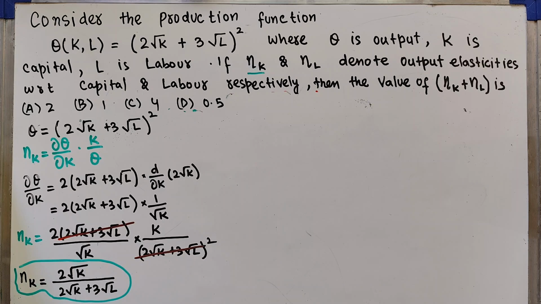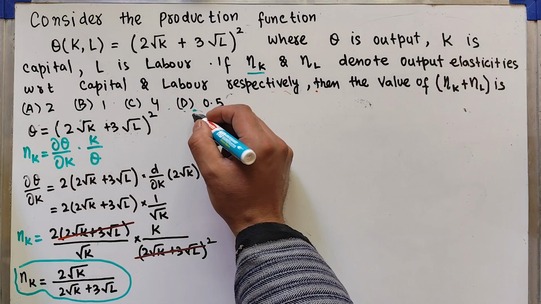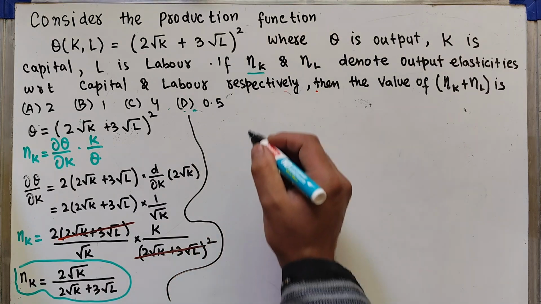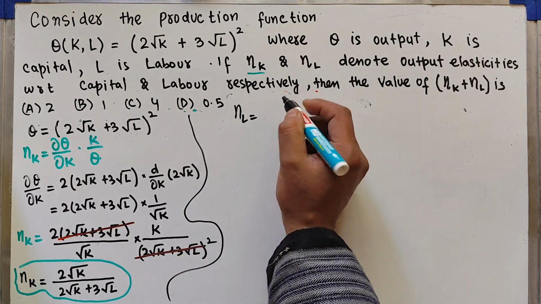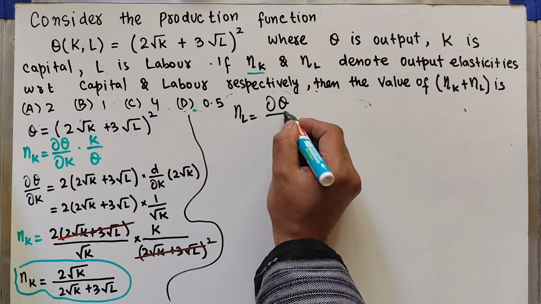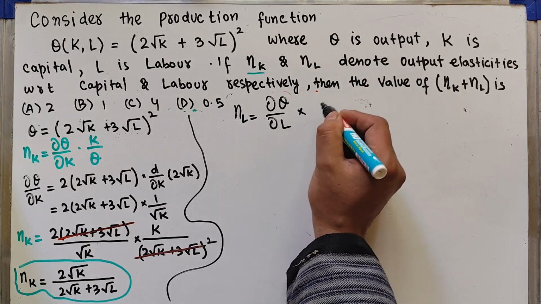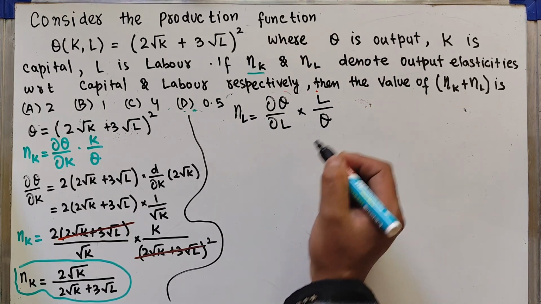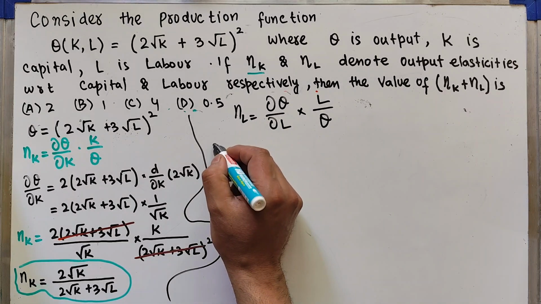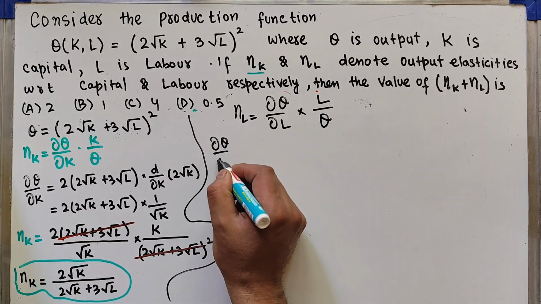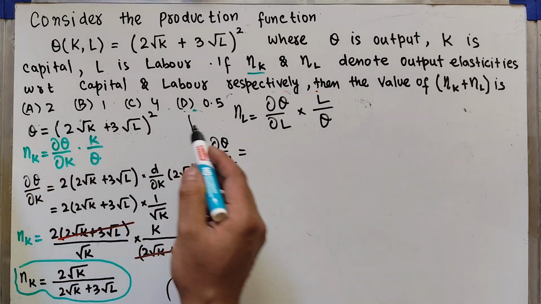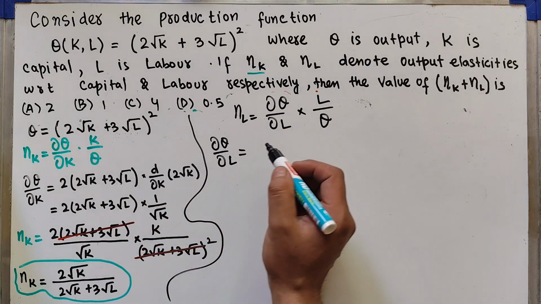Similarly, we need to find out the output elasticity of labor, and let us write it here. So output elasticity of labor will be the partial derivative of production function with respect to labor times labor upon output. Same logic here, we need to find out del Q upon del L first. Okay, so partial derivative of this function with respect to L using the power function rule first.